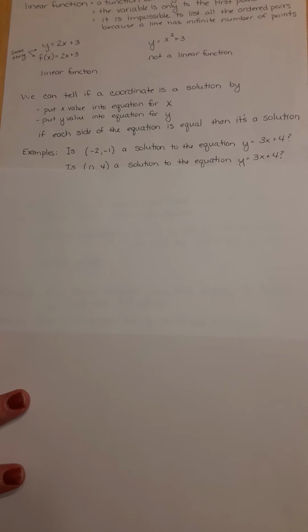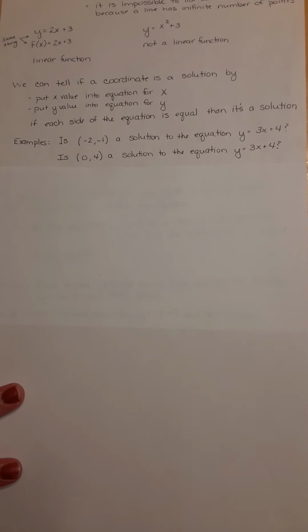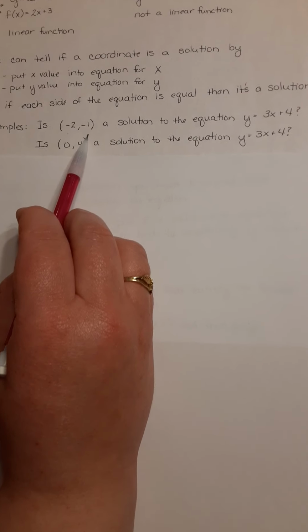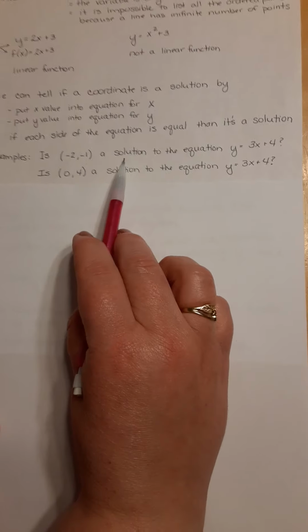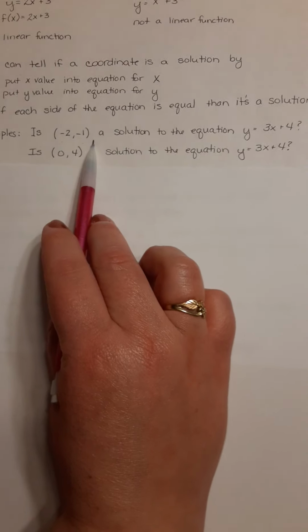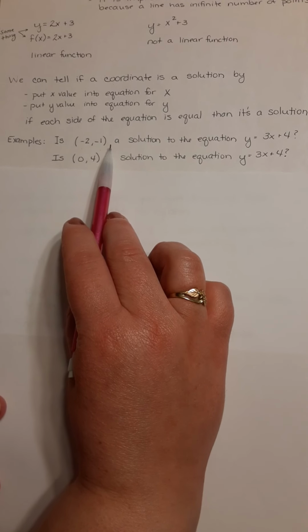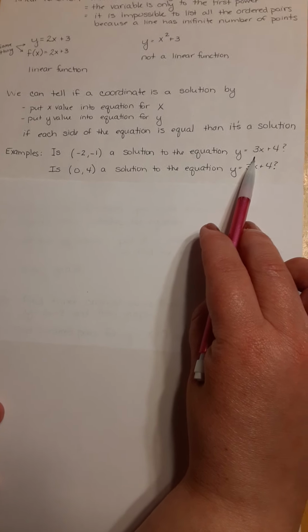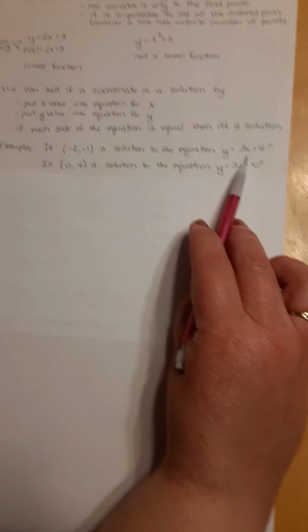So let's go ahead and do some examples here, okay? The first example I have is this coordinate -2 and -1. I want to know if that is really a solution. And what do I mean by solution? Is this a point that is really on this line here, y equals 3x plus 4?